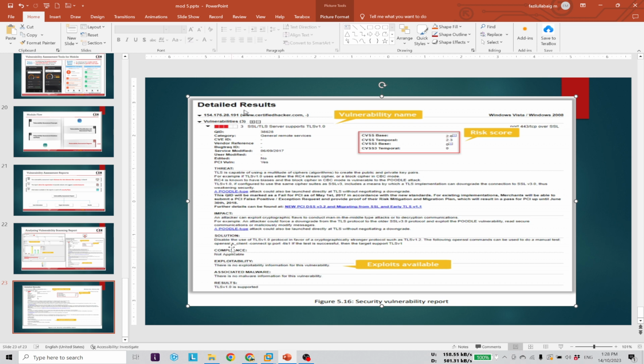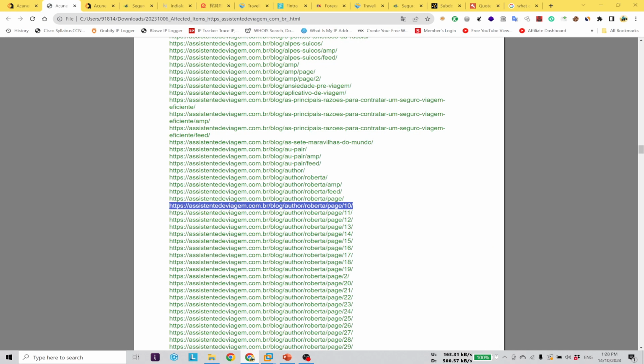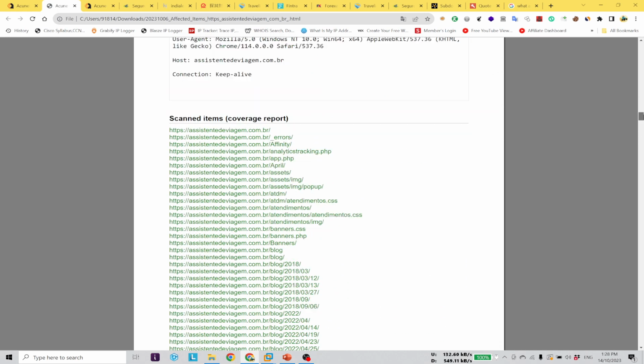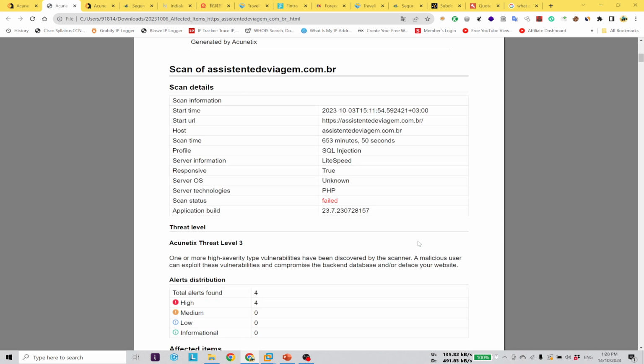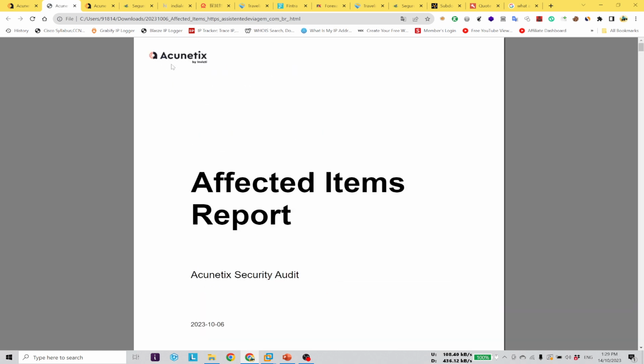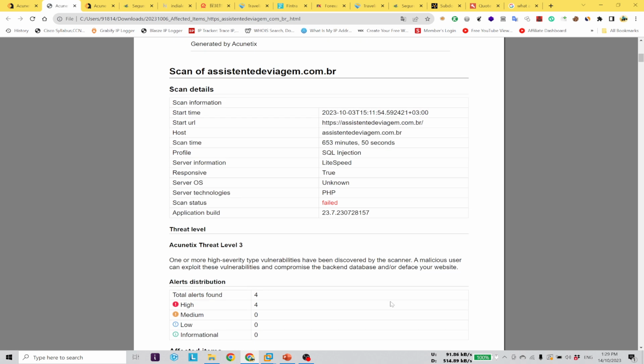Okay, and another example I'll give you. This is my client's website, on which I discovered vulnerabilities, and I gave them a vulnerability assessment report, a proper report. I'm not going to show that, but this is an automatic scanner report from Acunetix.